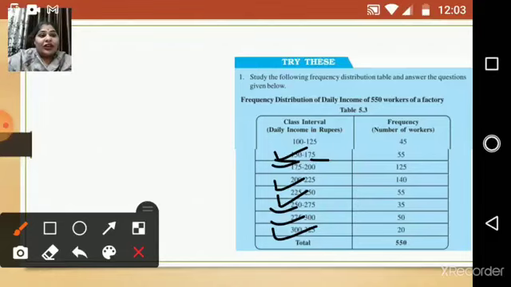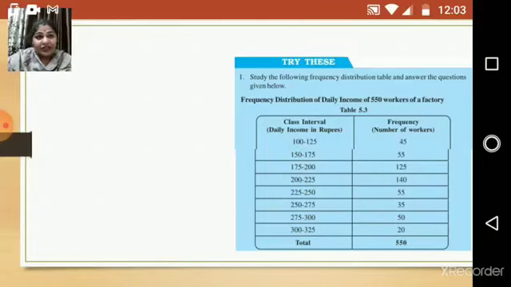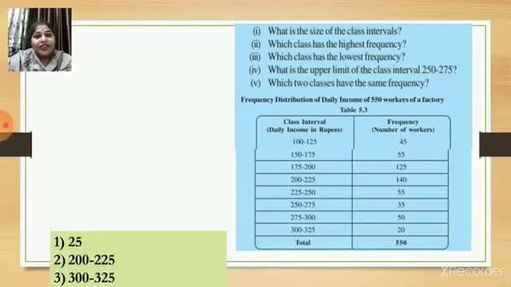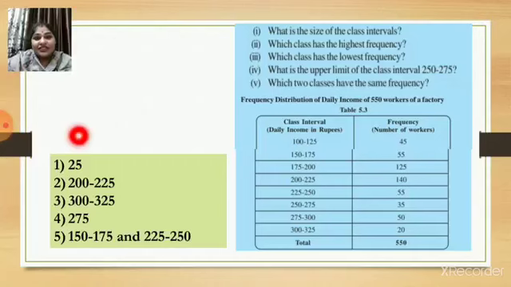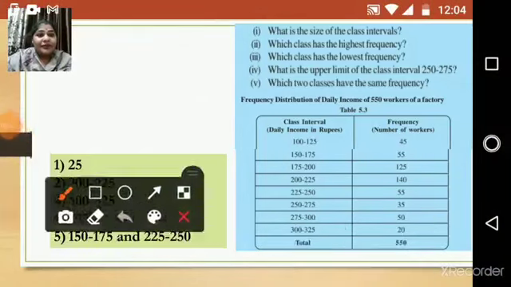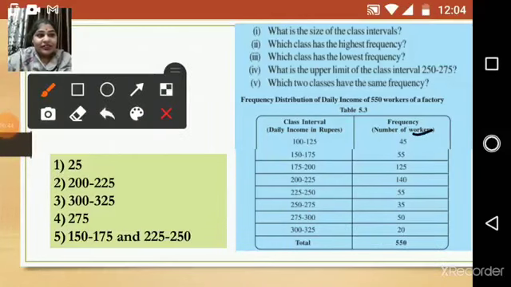So this is how the frequency distribution table is, and a question can be asked on this, like what is the size of the class interval? How do you find the size? Upper class limit minus the lower class limit. That is, suppose 125 minus 100 will be 25. So here the size of the class interval is 25. Which class has the highest frequency? Now frequency, obviously you will check here, children. This is the frequency, right?